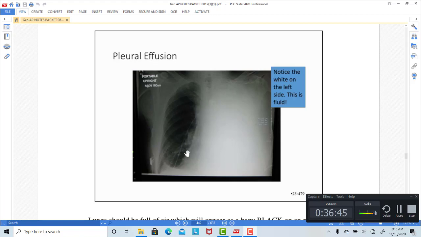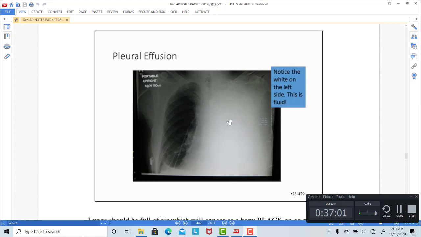So the lungs should be a hazy black. So we can see this patient's right lung, but we cannot see the left lung at all because it's full of fluid. So this is a bad sign. This person hopefully will get some treatments here to help them absorb that fluid.